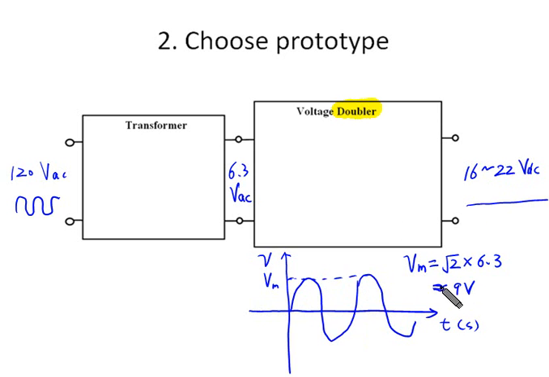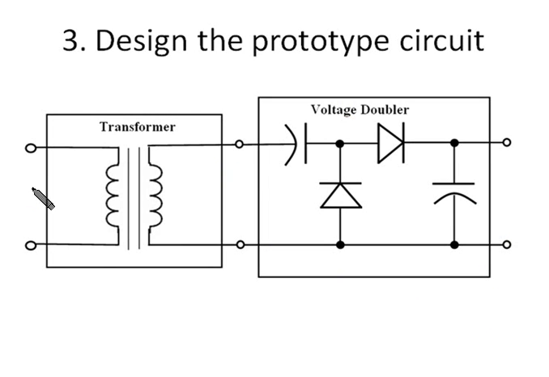So if we have a voltage doubler, it can convert the AC voltage to 18 volts DC. So that should meet the design specification. So here, the first step, we can use a 6.3 volts transformer. So input is 120 volts AC. Output is still 6.3 volts AC. So the voltage doubler will convert the AC signal to DC voltage.